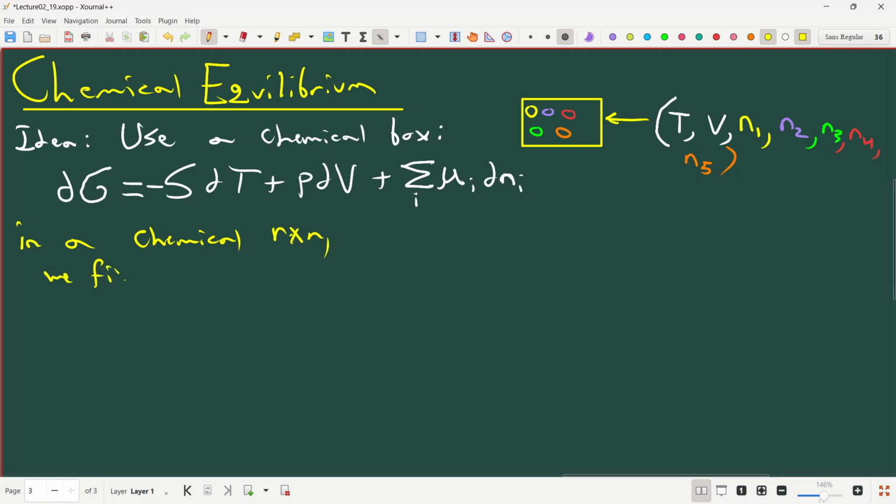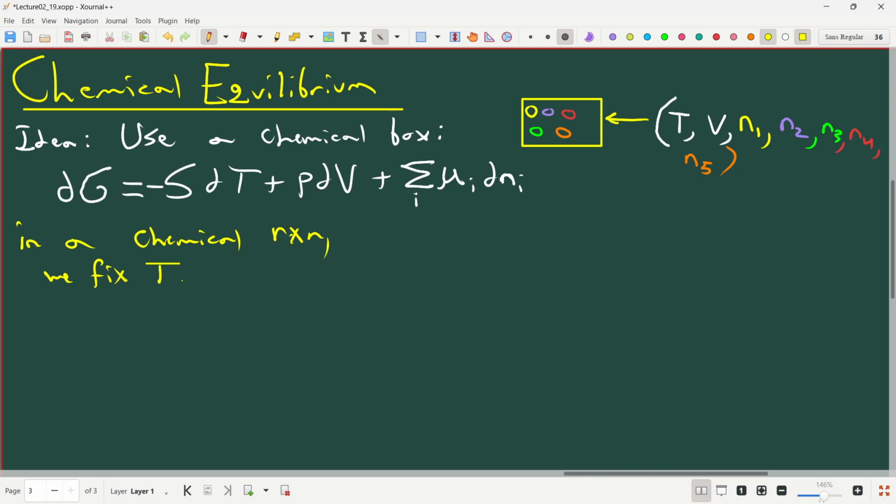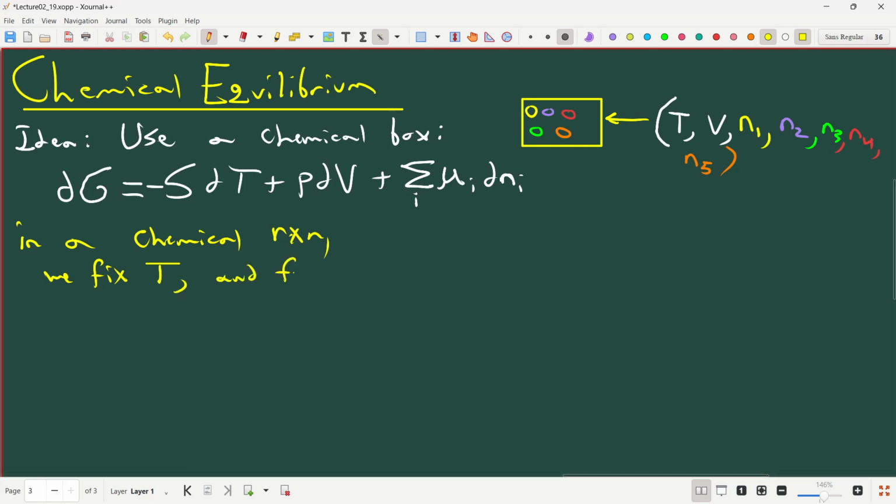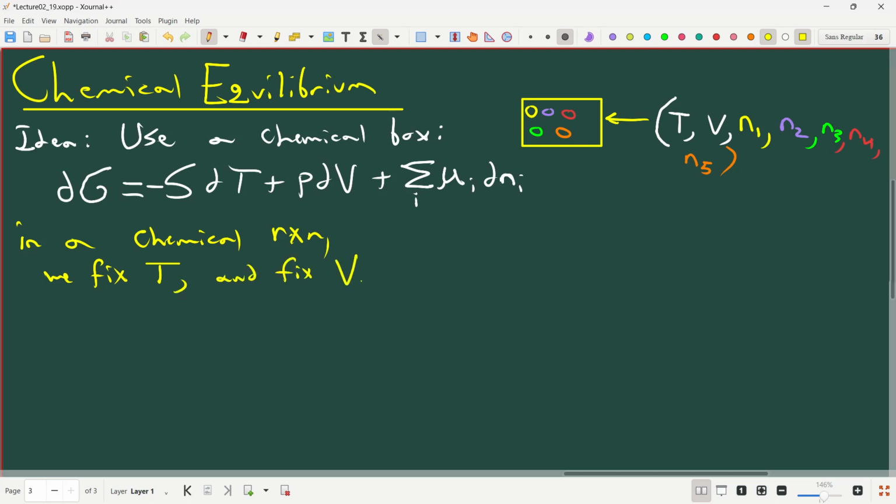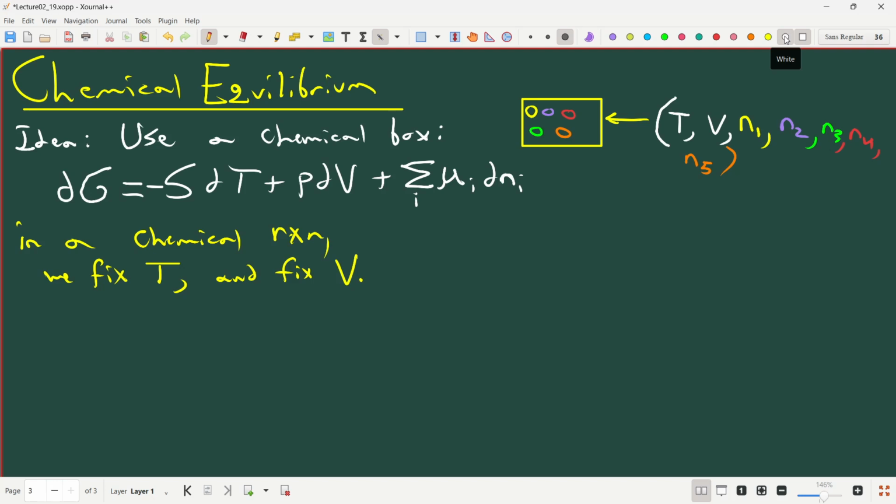We fix T, and we fix V, right? Because you have to have a flask. What we're going to do is set this box up with our different materials. We initially sprinkle in a little molecule 1, a little bit of molecule 2, molecule 3, molecule 4, molecule 5 in the box. We have all of them coexisting at the same time.